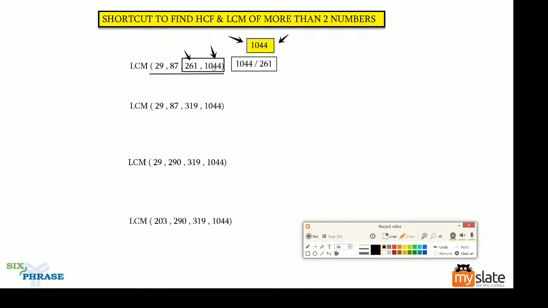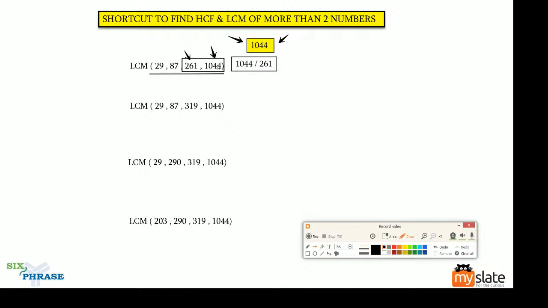That is how simple it is. Look at how carefully I am doing it. I took the largest number and divided by a smaller number. If it was divisible, then I clubbed it. Now you don't see 261 anymore, right? 261 has vanished because 261 can divide 1044.